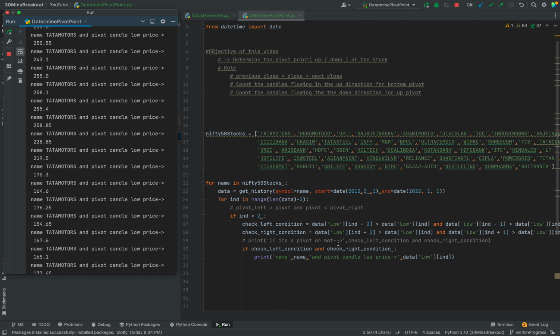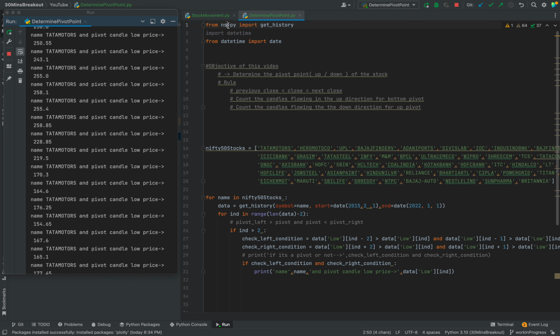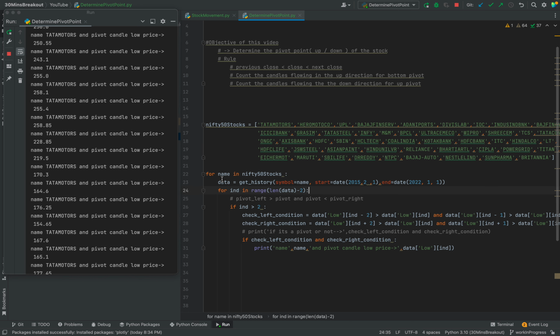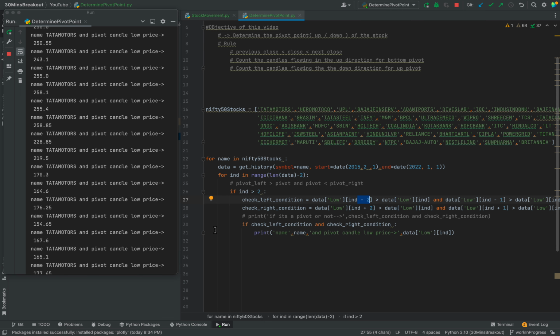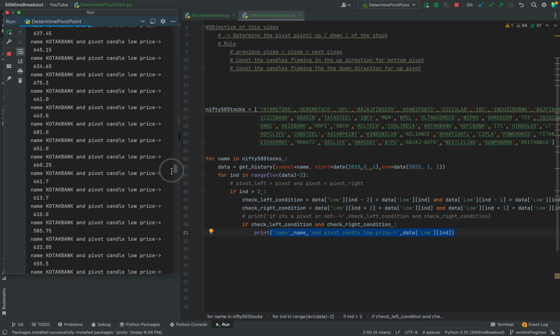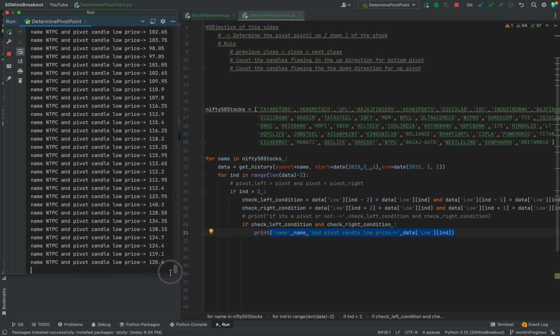For this implementation, you need to know NSEPy, through which you can get the data, and then use this for loop. What I have done is added an index in range of length. It calculates the length of the data list, and minus 2 because we have added this boundary check. If index is greater than 2, we are checking the left and right, and simply we are getting the value of the pivot over here. So it is returning for every stock in Nifty stocks. It's still running.